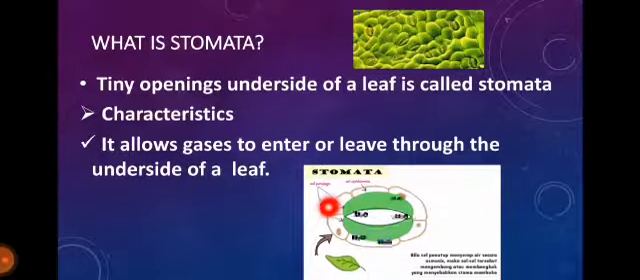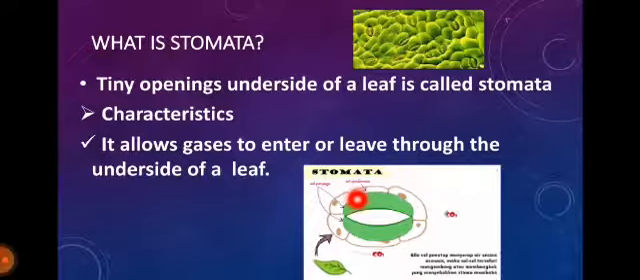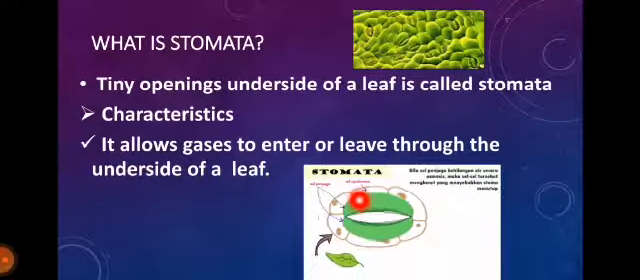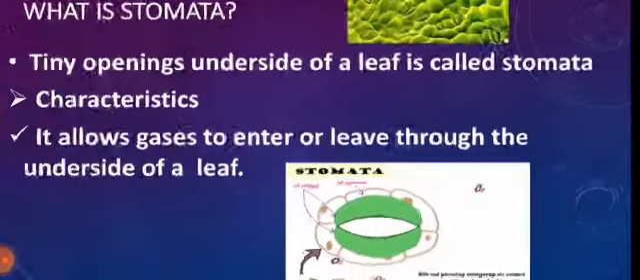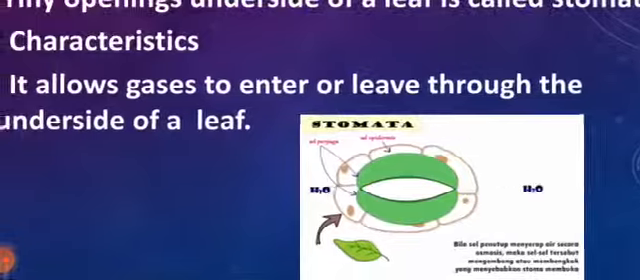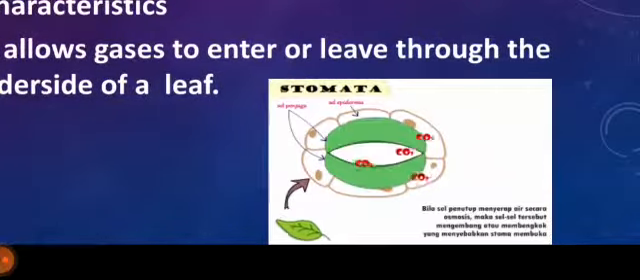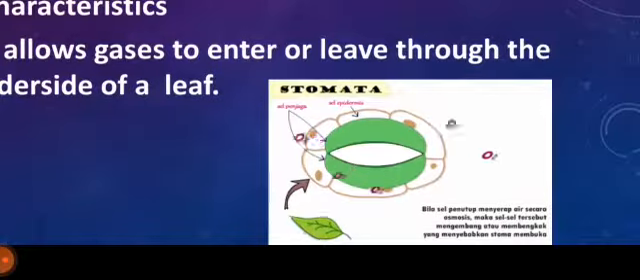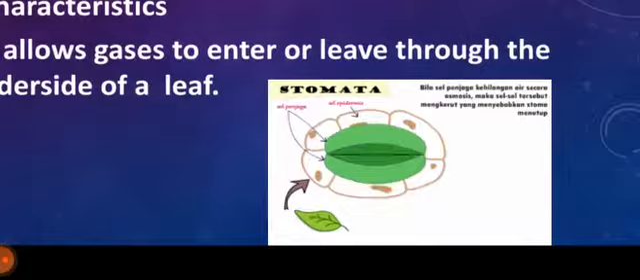You can see here, stomata is an opening that allows the exchange of gases. It means during photosynthesis, that is a food making process, carbon dioxide gas enters the leaf and oxygen gas leaves out. When the stomata opens, carbon dioxide gas enters, oxygen gas is released out, and at the same time water vapors are also released out.